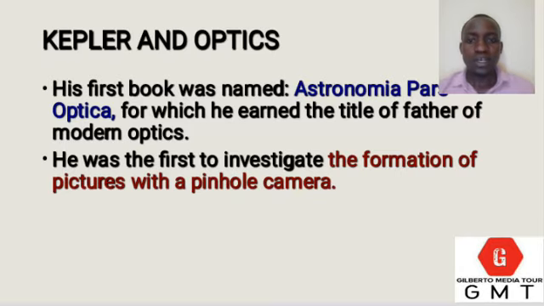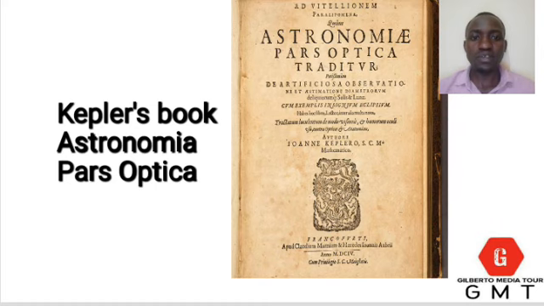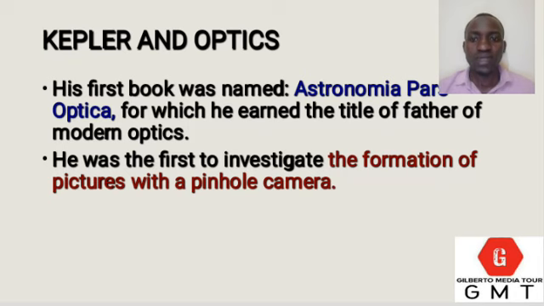Let's look at Kepler and optics. Beyond planetary motion, there is optics. He has 2 books which are very important and essential. The first book is named Astronomia Pars Optica. This first book of Kepler about optics is the one for which he earned the title of Father of Modern Optics.